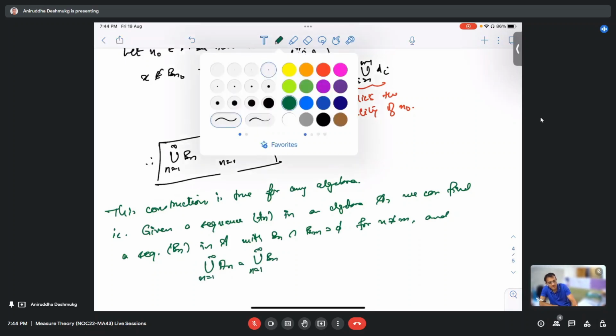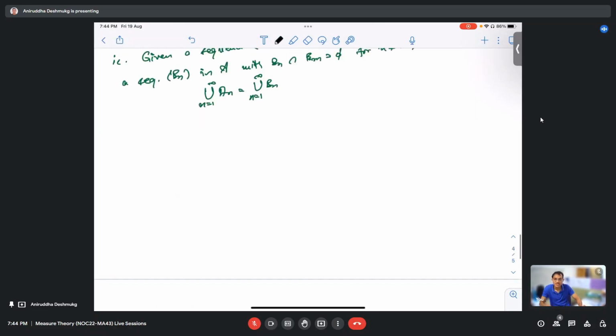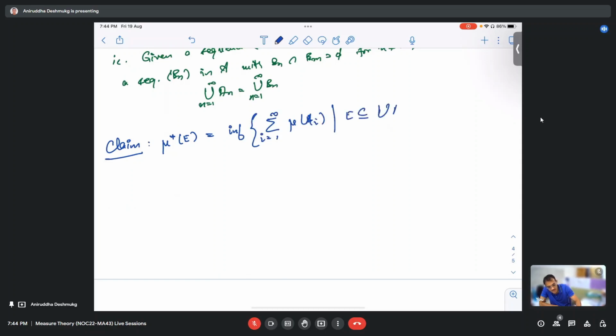Okay. So now we are going to use this somewhere, and where we are going to use this is to get another definition of the outer measure. So now my claim is mu star E can be written as infimum of summation i from 1 to infinity mu Ai, such that E is contained in union of Ai's, Ai are indeed elements from the algebra, and Ai intersection Aj is empty for i not equal to j. Okay. So all right, for the time being, let us call the right hand side as S. Let S be this infimum.